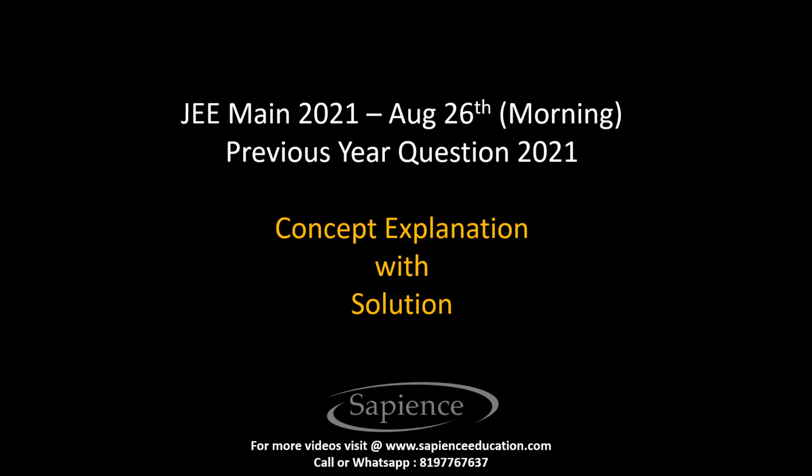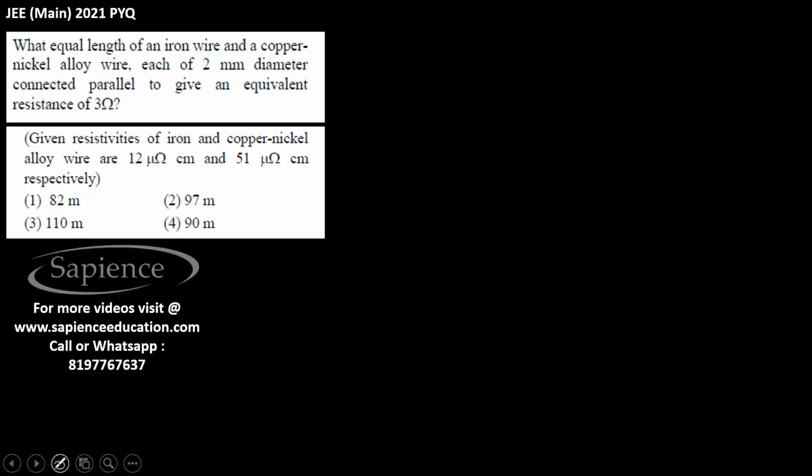Let's continue the discussion. For JEE Mains 2021, August 26 morning paper, concept explanation with solution by sapienseducation.com. The next question says that equal lengths of an iron wire and a copper nickel alloy wire, each of this diameter, are connected in parallel to give an equivalent resistance of 3 ohm. The question itself is simple but lengthy, because R equivalent is given as 3 ohm and you are connecting them in parallel.